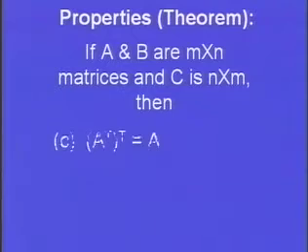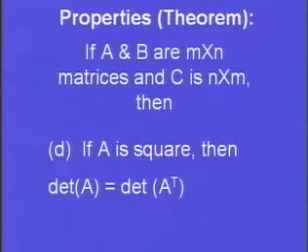Okay, third part of the theorem. If I have A transpose, transpose, well, what that's telling me to do is to switch the rows and columns of A and then switch the rows and columns again. Well, obviously, if you switch them one time and then switch them again, you're going to switch them back. So A transpose transpose is A. Next part.